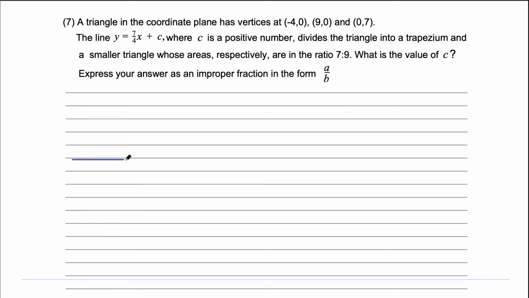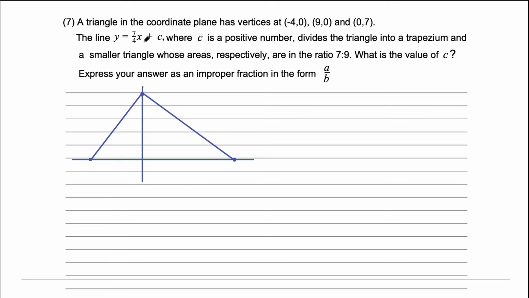So let's draw up the coordinate plane, and we don't need really anything in the negative y direction. So let's just stop there, and we'll have (-4, 0) and (9, 0) up here somewhere, and then (0, 7). Sorry, that'd be (0, 7). This would be (9, 0) over here. Okay, so we've got a triangle like this.